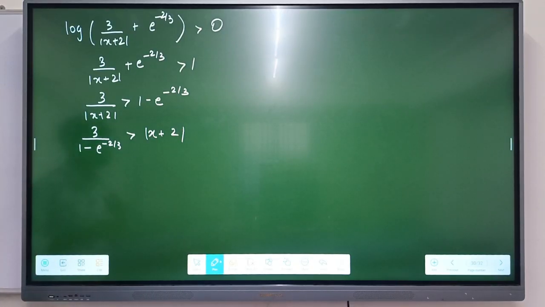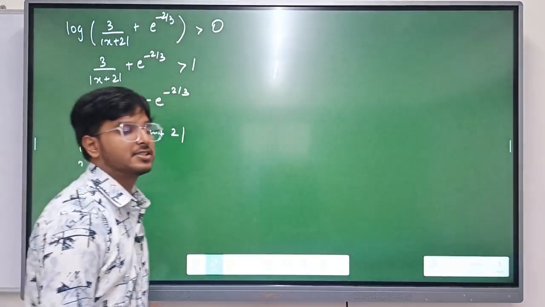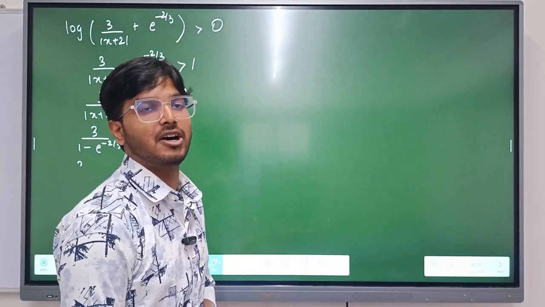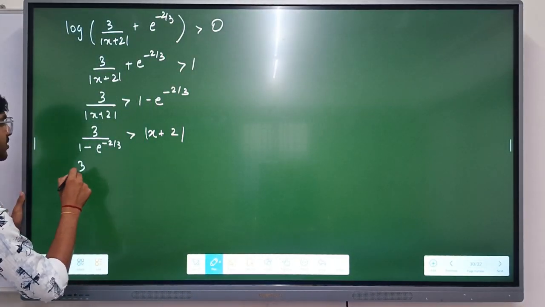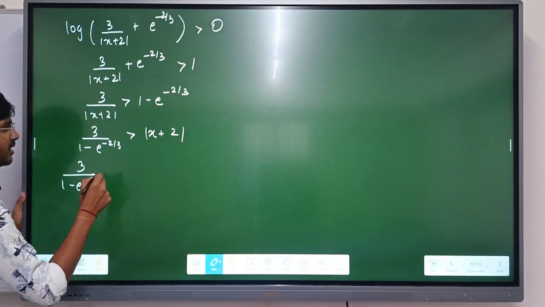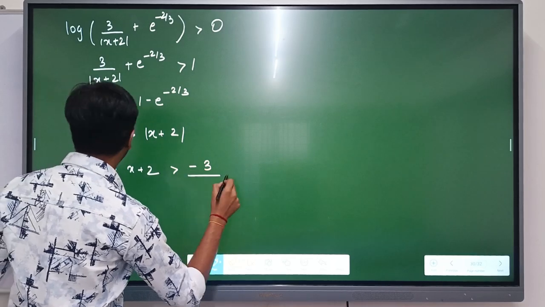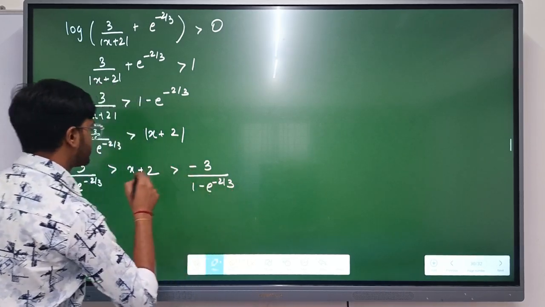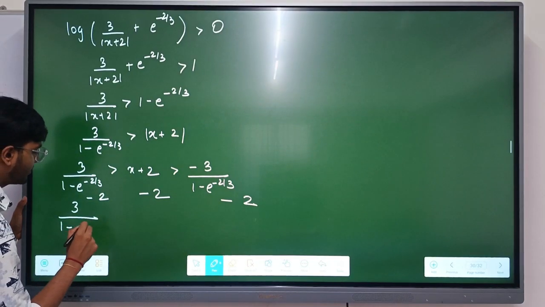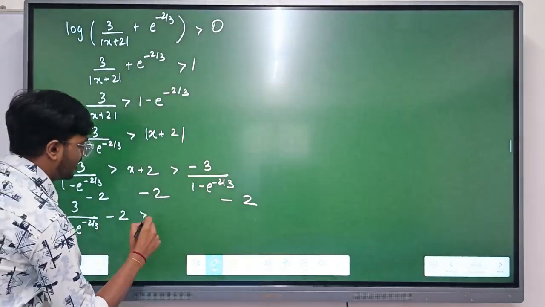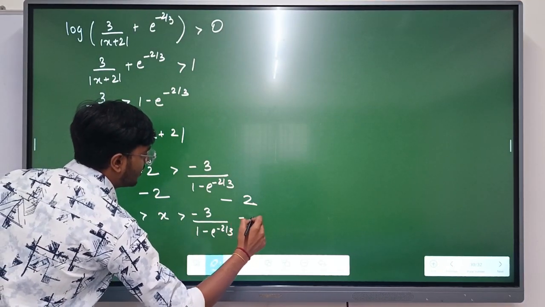So the mod will open into positive and negative. If I had something like mod x less than 1, this means x would be from minus 1 to 1. So this will be 3 by 1 minus e power minus 2 by 3 less than mod x plus 2, which opens as x plus 2 from minus 3 divided by 1 minus e power minus 2 by 3 to 3 divided by 1 minus e power minus 2 by 3. If I do minus 2 on all sides, what will I get? 3 divided by 1 minus e power minus 2 by 3 minus 2 for x, and minus 3 divided by 1 minus e power minus 2 by 3 minus 2.